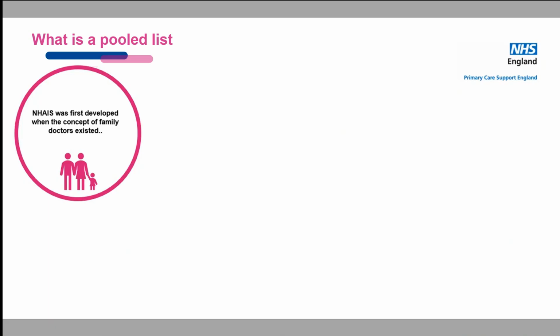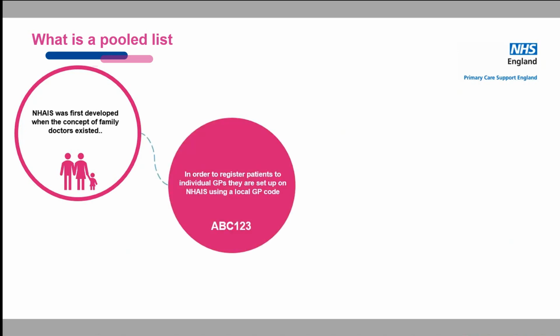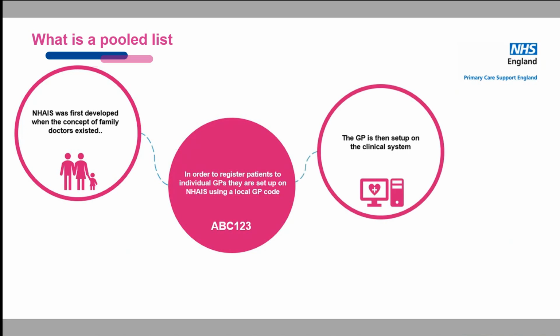So yeah, first thing let's look at then, Kat. What are pooled lists? So NHS was first developed when the concept of family doctors existed. Therefore, it runs on the basis that GPs are associated to a practice but hold individual lists of patients. In order to register patients to individual GPs, they are set up on NHS using a local GP code with their GMC number and their national or prescriber code. The GP is then set up on the clinical system with the same local GP code, GMC number and prescriber code.